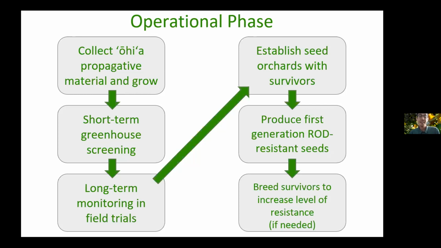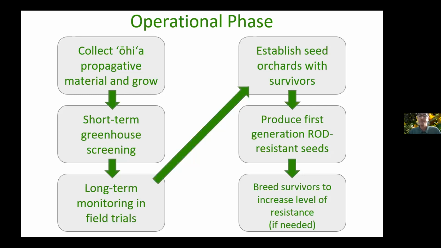So survivors that are still hanging on after all that abuse would, I think, very confidently be considered resistant to ROD. And we could start establishing seed orchards with those field trials. We could convert them into seed orchards and hopefully start producing the first generation of ROD-resistant seeds. That will be a very important step of figuring out the heritability of this resistance, if it is heritable and to what degree.